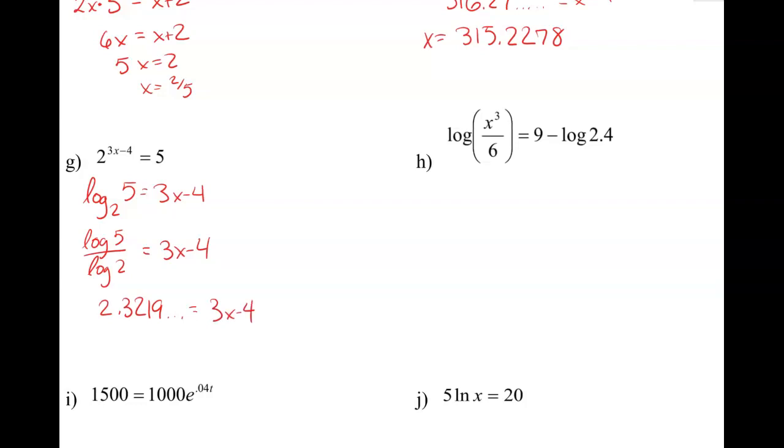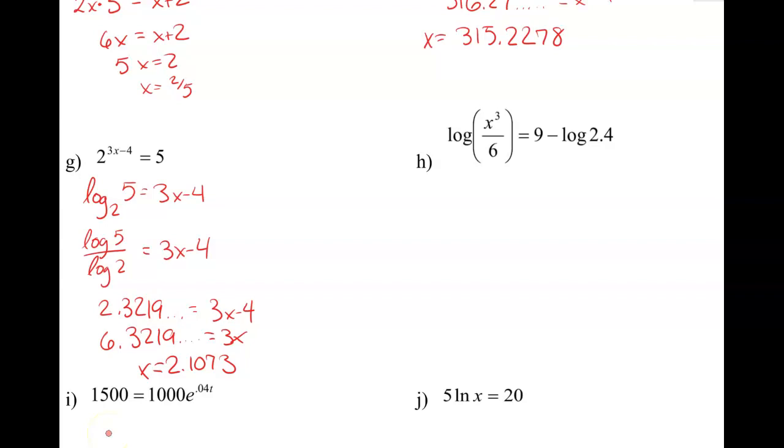Adding 4 to both sides, I should get 6.3219 yada yada yada is equal to 3x. And then divide both sides by 3, I should get x is equal to 2.1073. Please do not round until the end.